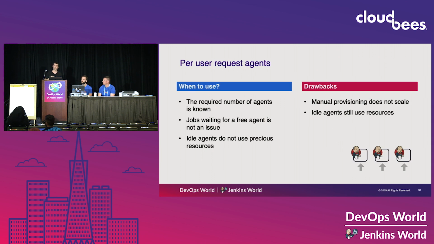Let's go back to the per user request agents. When do you need them? When are you going to use them? Well, if you know how many agents you're going to need, these are the right agents for you. Let's say you have a few builds per day, and you never run out of agents, so your builds never wait for free agents in order to execute. And scaling doesn't make much sense in your context. The drawback here is that the resources used by these idle agents could be utilized elsewhere. And if at any point you decide that you need to scale, this won't be very easy.